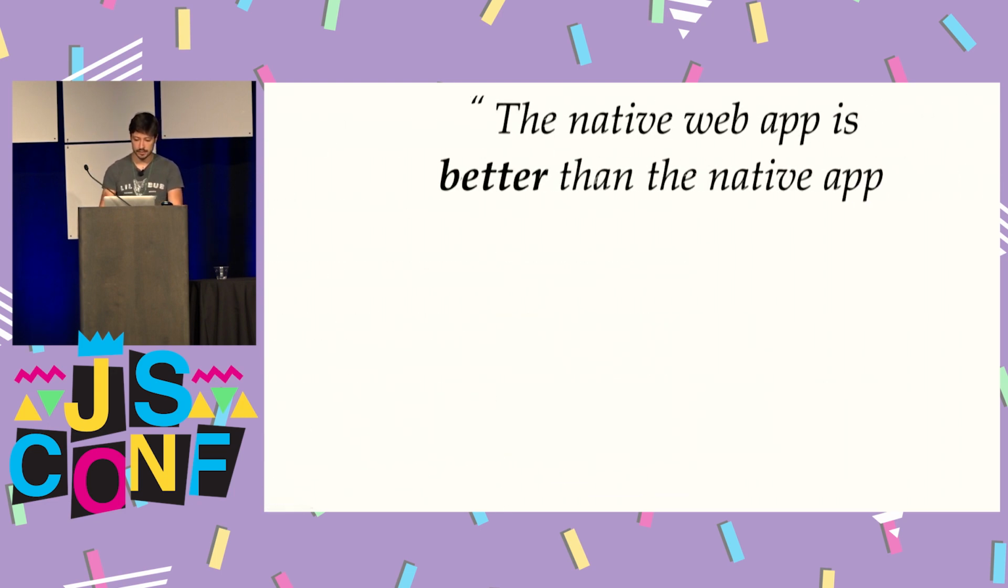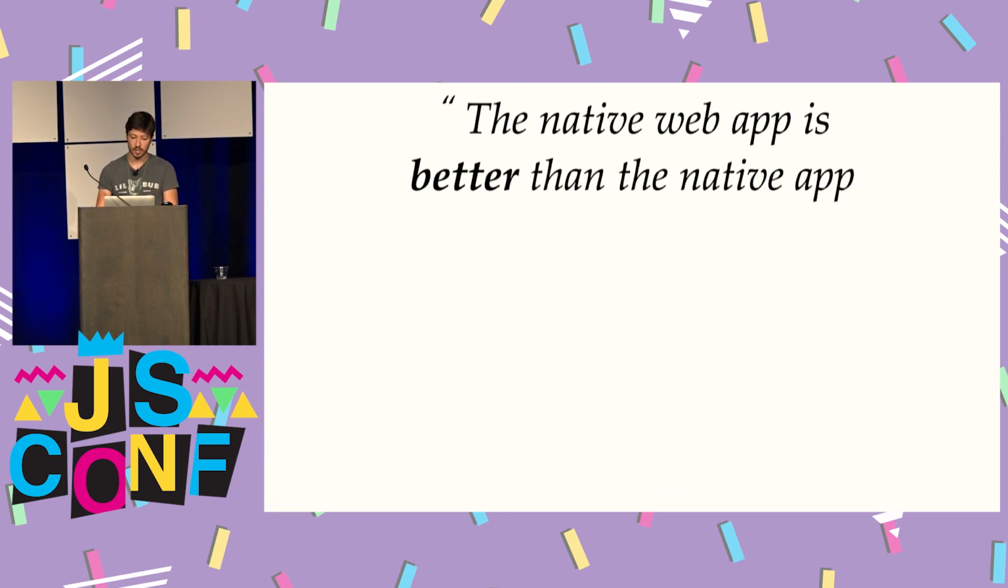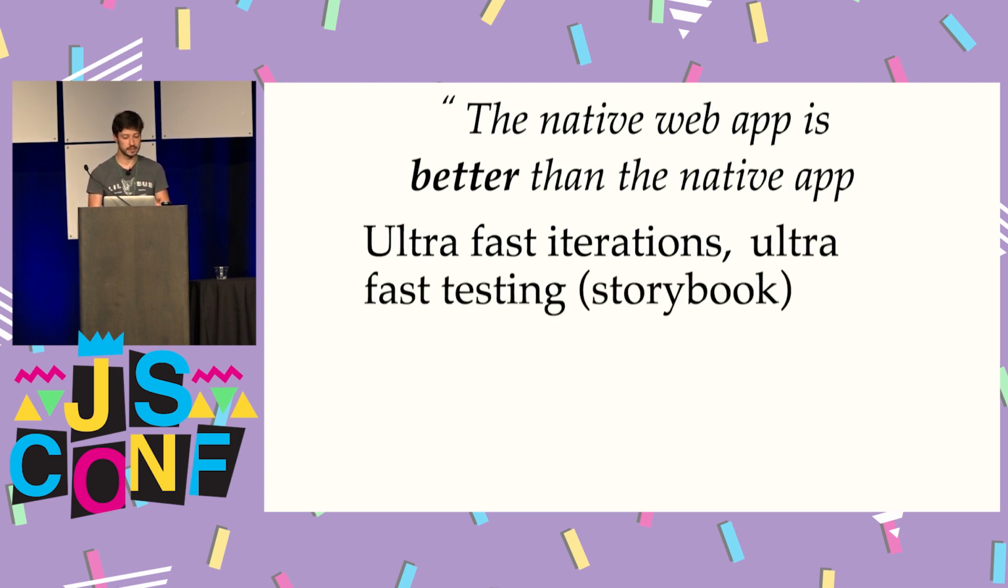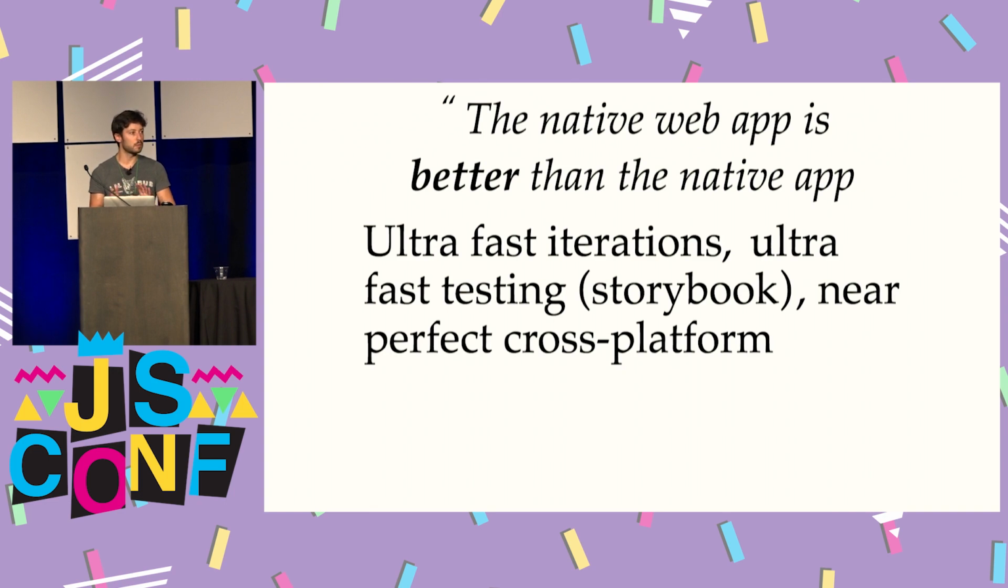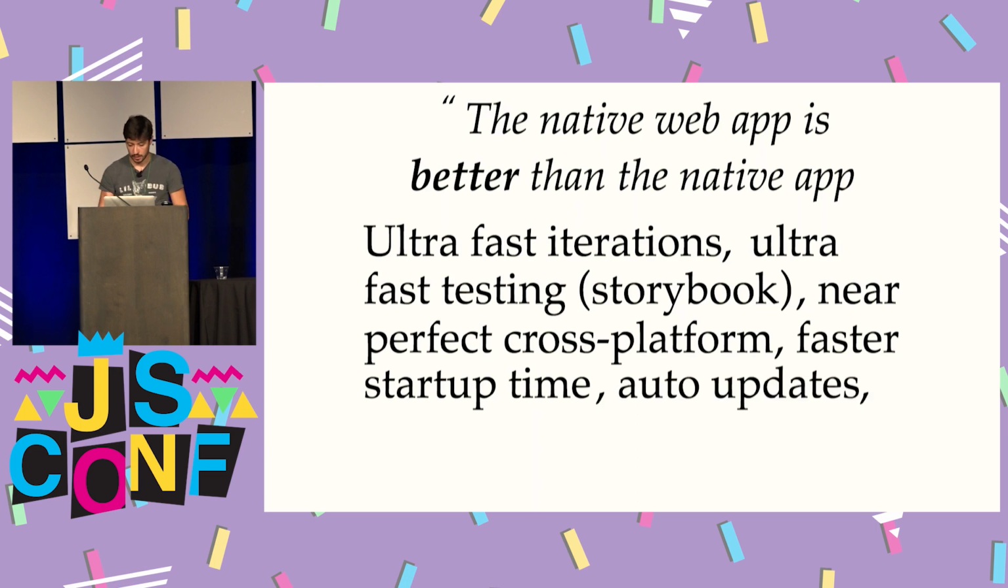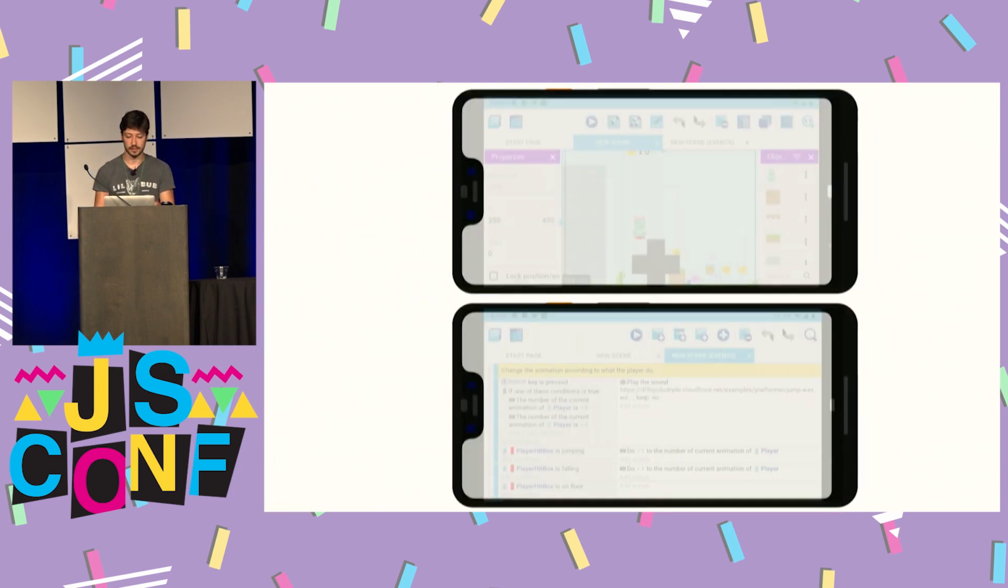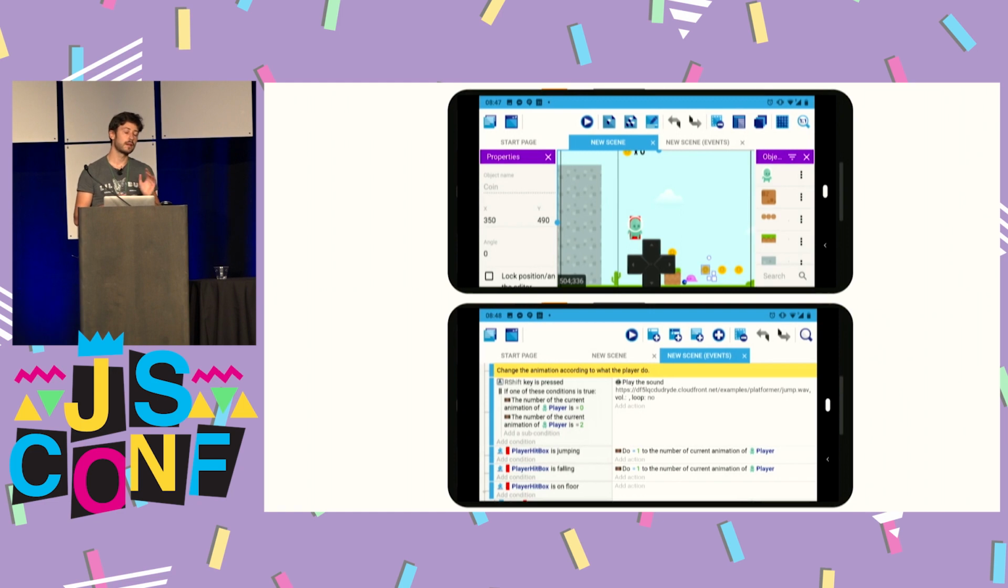It works so well that it's now even better than the native application. Why better? Because I can do ultra-fast iteration on it. I can test super easily. I have a near perfect cross-platform, and I have a faster startup time. It's faster. I have auto updates, more contributors. We can try it online, and we can even run it on phones. I mean, it's running on a phone. It's not made for a phone, so you cannot really use it properly. I mean, you can use it properly, but it will need some enhancement to do it. But my point is that it's working almost everywhere.